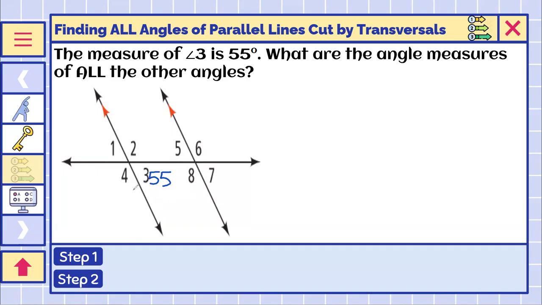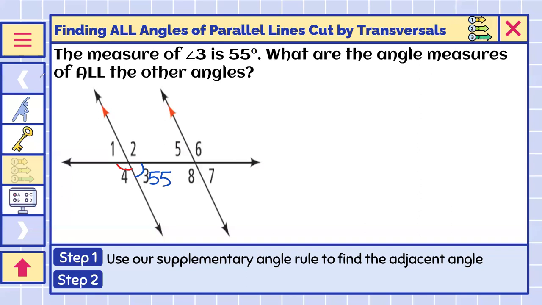So like I was saying before, if we know what 1 is, I can either find out what angle 2 is or angle 4 is. Because, I'll do some color coding, these make a perfectly straight line together, which means that I can find out what the missing piece is, which is step 1: use our supplementary angle rule to find the adjacent. Adjacent just means the angle next to it.